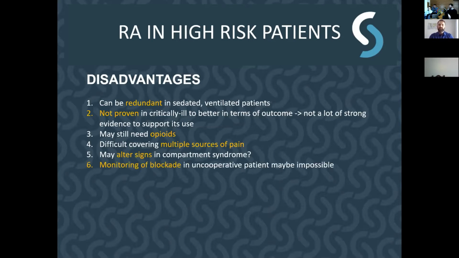Then monitoring the blockade in an uncooperative patient, the polytraumas or patients who are already intubated, is quite difficult or near impossible.